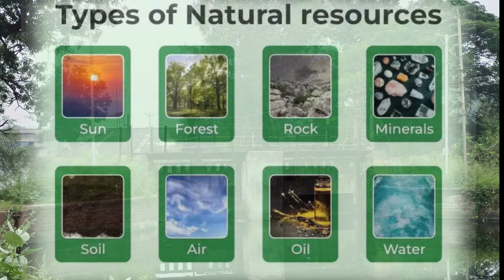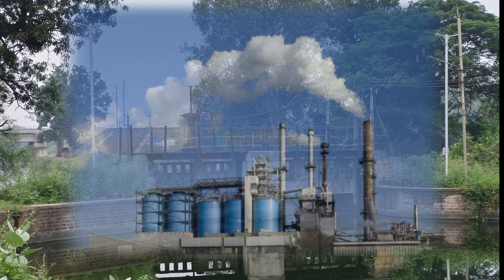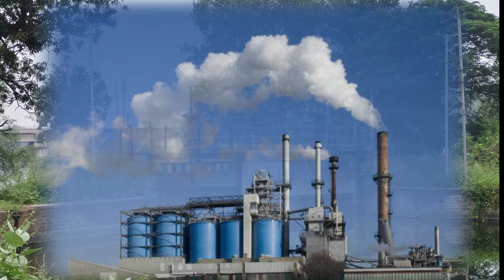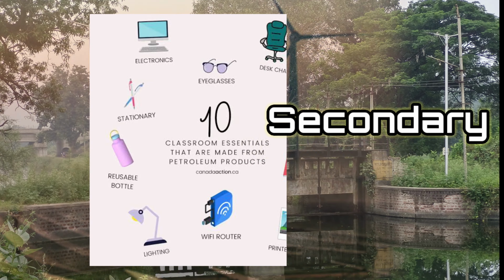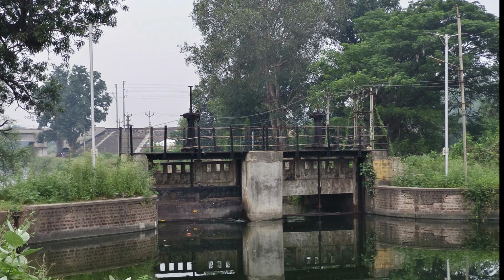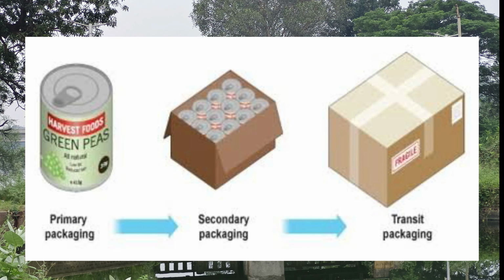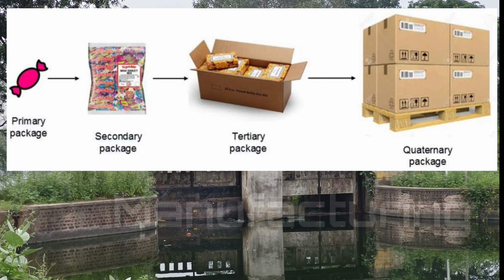Many natural resources cannot be utilized directly. They need to be further processed in such a way that they become utilities. These utilities are called secondary products. Secondary products have a greater value. The process of transforming primary products into secondary products to add to their value is called manufacturing.